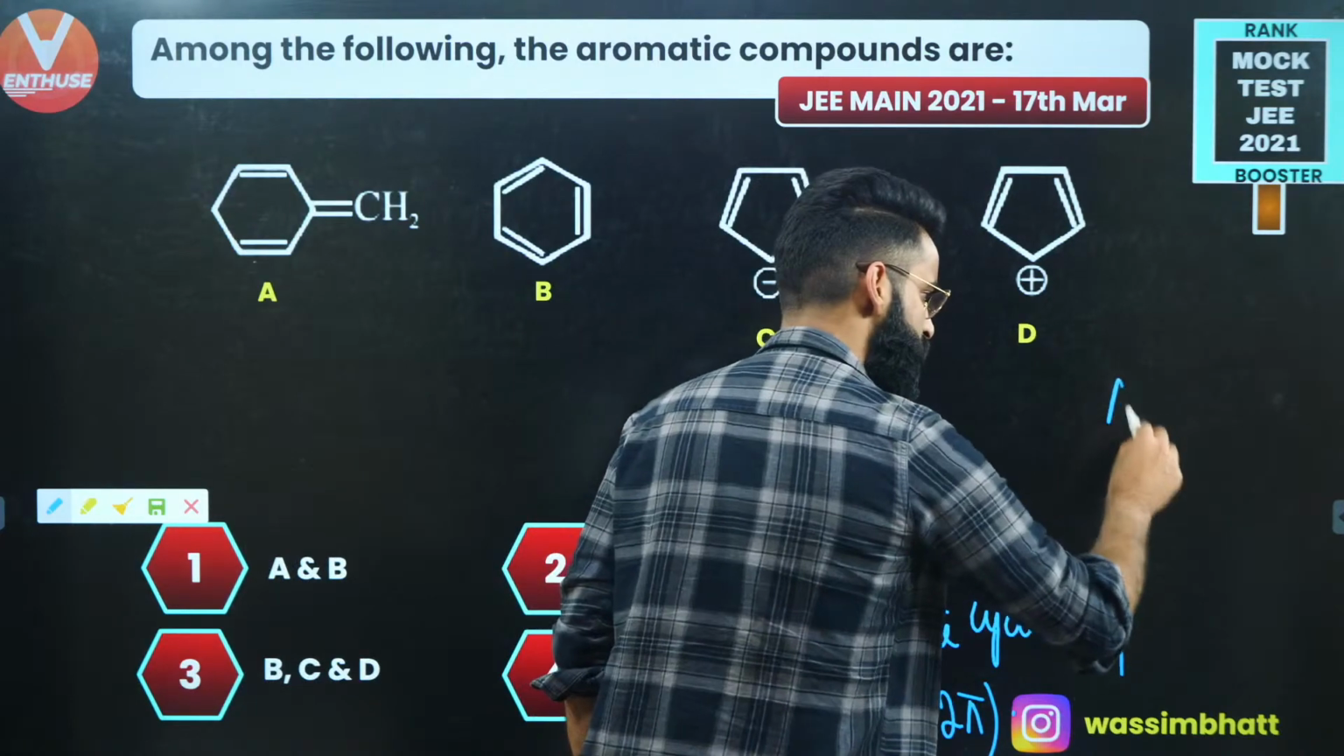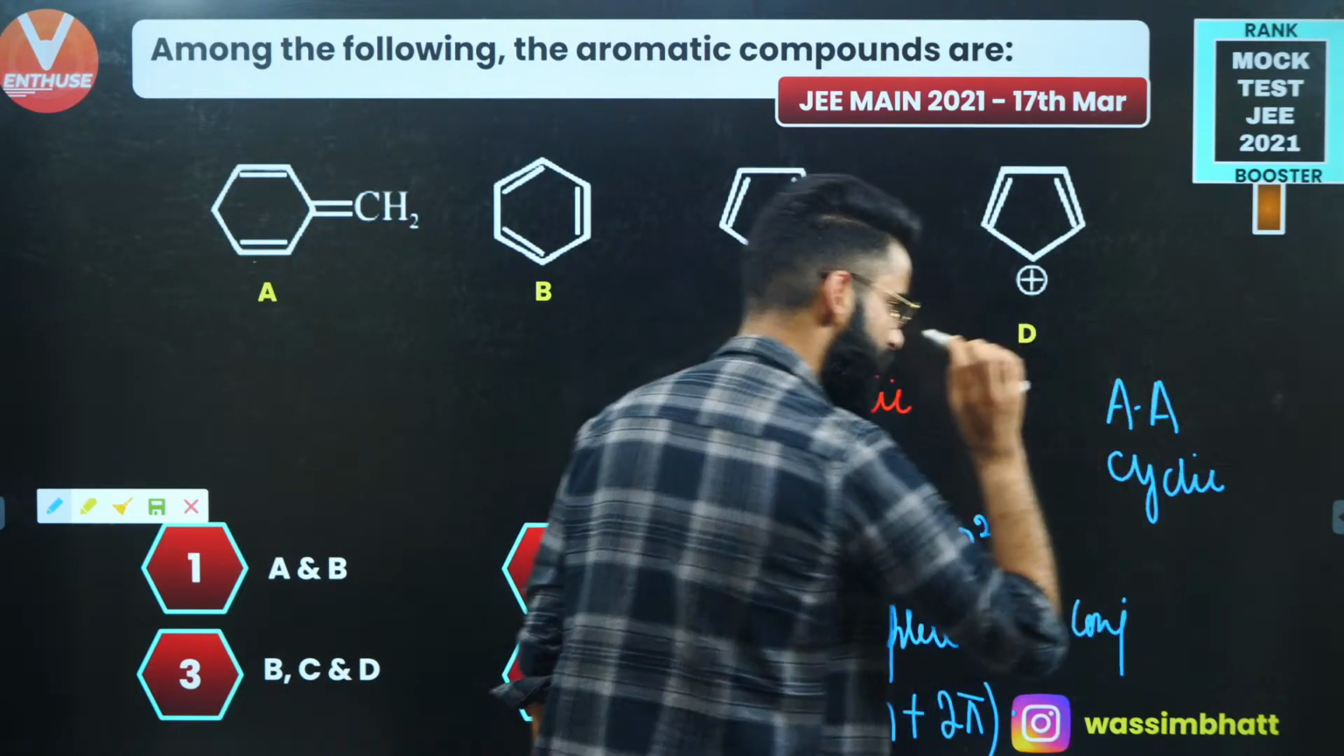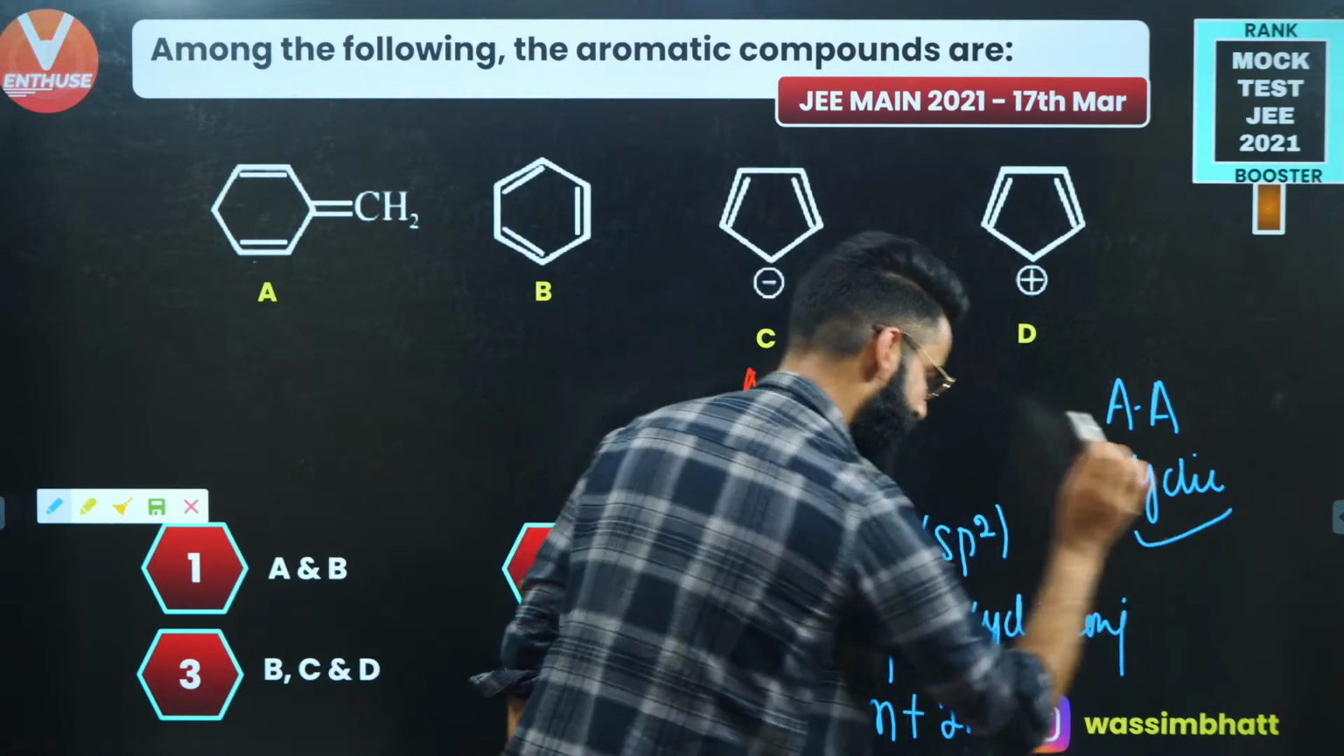And for the molecule to be anti-aromatic, it must be cyclic. It must be planar as well.